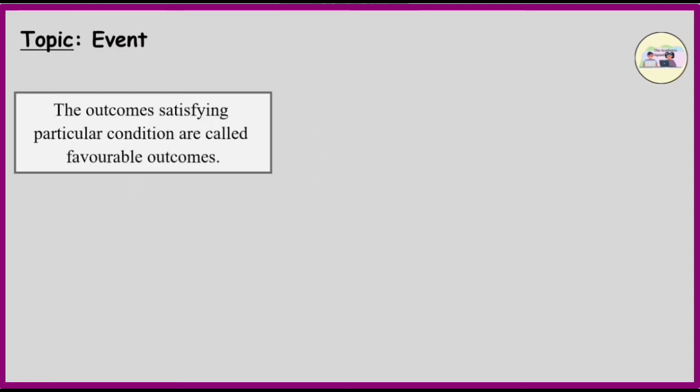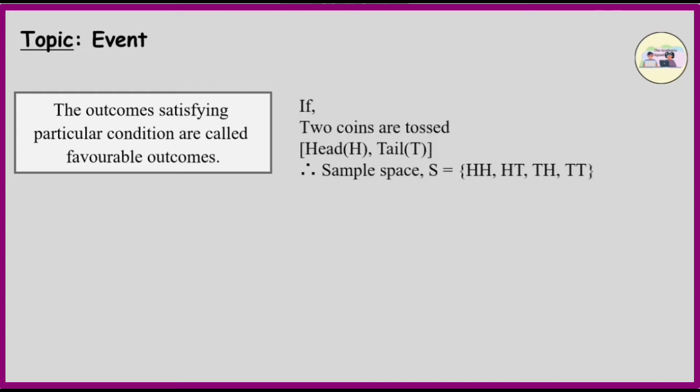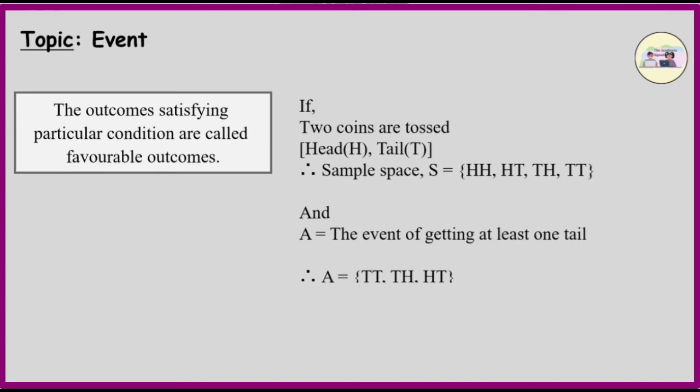Event. The outcomes satisfying a particular condition are called favorable outcomes. For example, if 2 coins are tossed, the sample space will be S is equal to {HH, HT, TH, TT}, and A is the event of getting at least one tail, then the favorable outcomes are as follows. A is equal to {TT, TH, HT}. A set of favorable outcomes of a given sample space is an event. Events are generally denoted by the capital letters A, B, C, D, etc. The number of elements in the event A is denoted by n(A). Here n(A) is equal to 3.